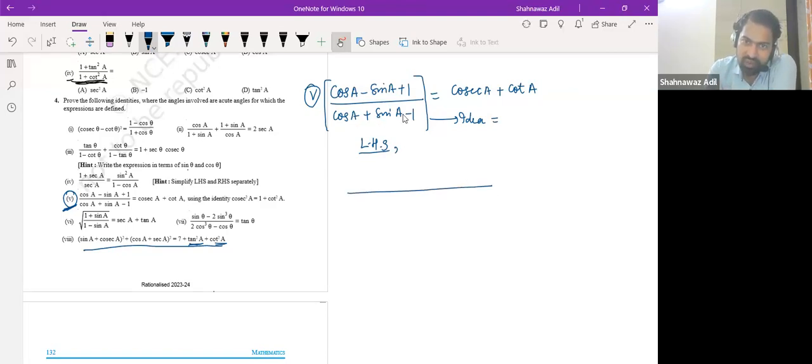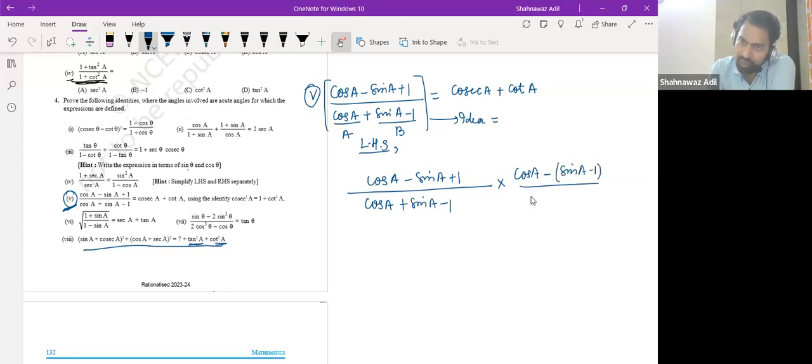So we have to rationalize this denominator. Let's say this is A and this is B. So this is A plus B, and we have to multiply it by A minus B, right? So let us multiply and divide by A minus B. So A minus of sin A minus 1. And remember, this bracket is very important. Then we have rationalized. Now we have to solve this one, right?